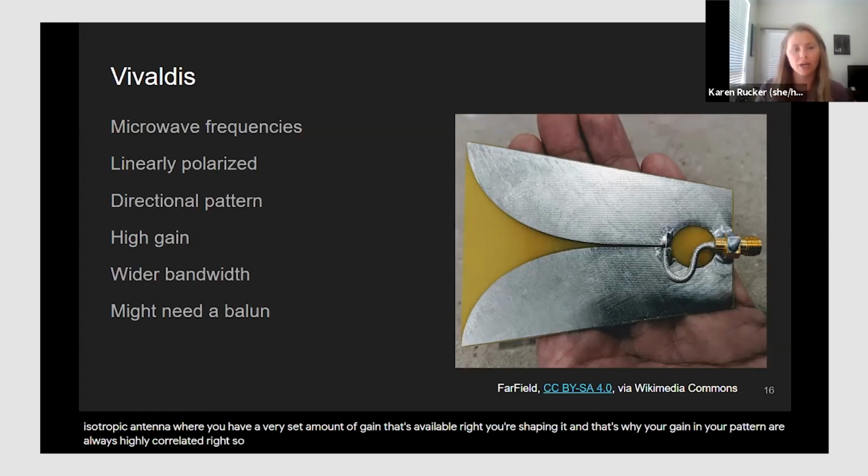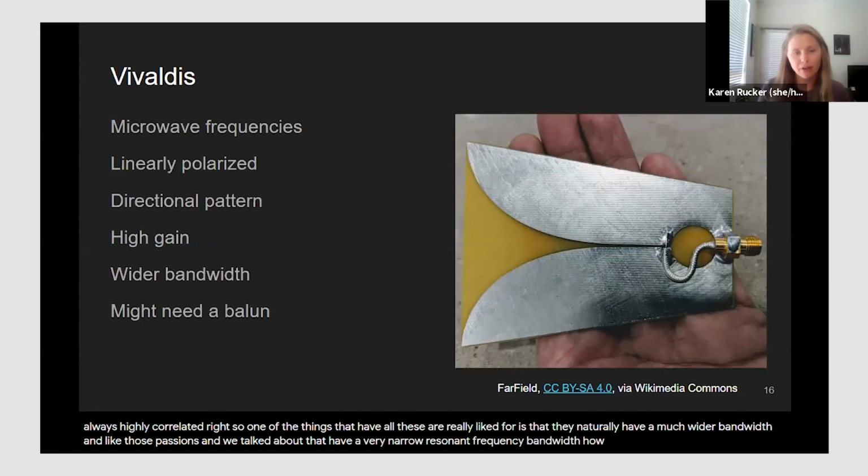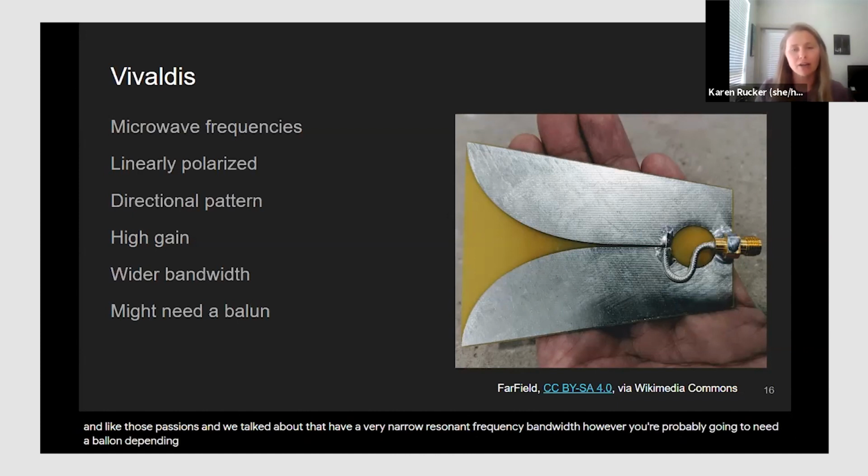So one of the things that Vivaldis are really liked for is that they naturally have a much wider bandwidth, unlike those patch antennas that we talked about that have a very narrow resonant frequency bandwidth. However, you're probably going to need a balun depending on what you feed your Vivaldi with.